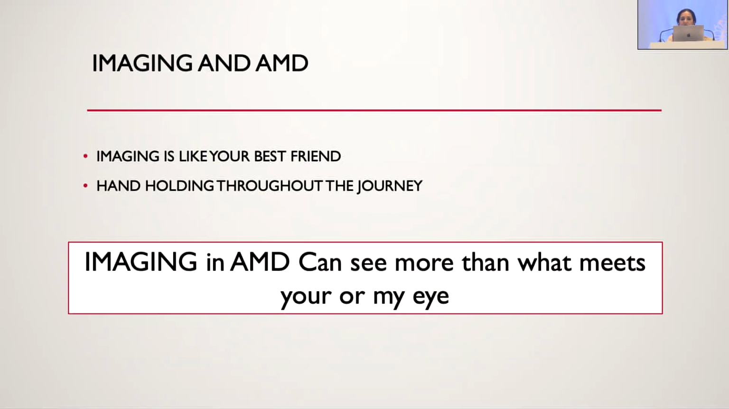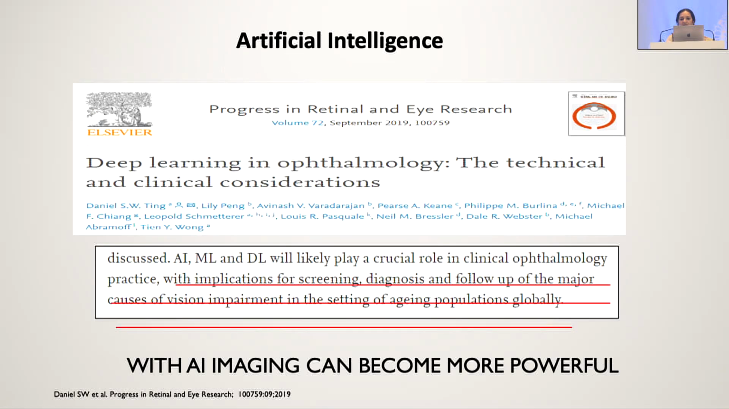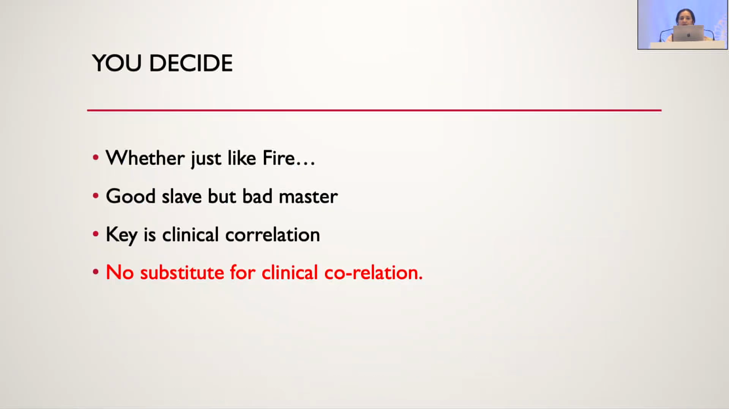So imaging in AMD can see more than what meets your eye or my eye, and imaging can be like your best friend holding your hand throughout the journey of treatment for our patients. And with AI, imaging can become much more powerful than we know it today. But I would like to finish by saying it's just like fire, a good slave but a bad master. The key is always clinical correlation, and there is no substitute for clinical acumen for our patients.